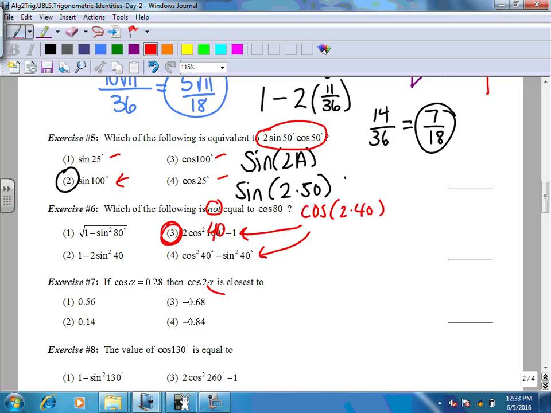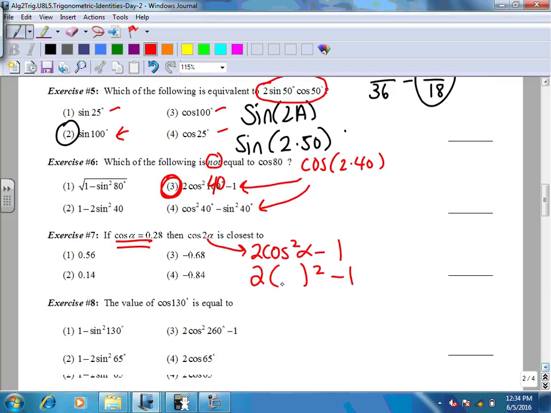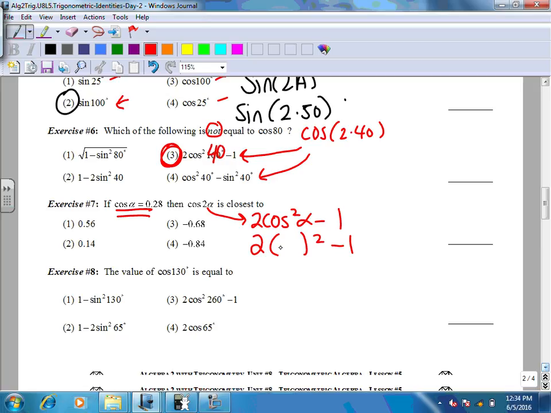Okay. This one, we're given cosine A. So let's use the formula that deals with cosine. 2 blank squared minus 1. Plug in what they gave us for cosine alpha, which is 0.28. Use your calculator. Choice 4.